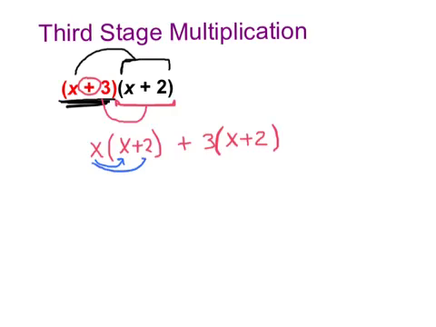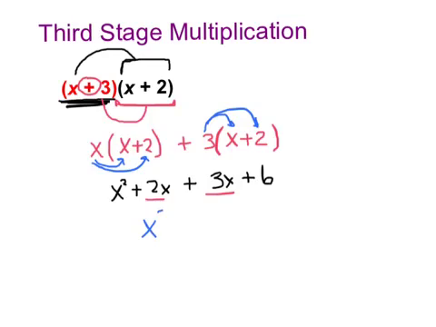Distribute an x, distribute an x, distribute a 3, distribute a 3, and end up getting x to the second power plus 2x plus 3x plus 6 once I distribute. And then now I can look for like terms here and here and end up going x to the second power plus 5x plus 6. So what I'm doing here is, instead of just multiplying one piece, it's both pieces to the entire second polynomial.